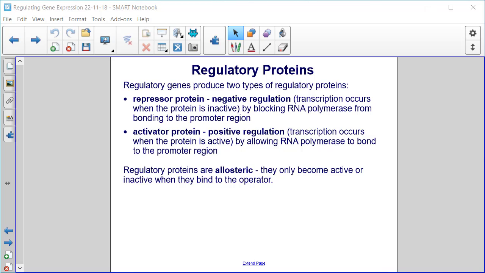Regulatory proteins. Regulatory genes produce two types of regulatory proteins. Repressor protein, negative regulation, where transcription occurs when the protein is inactive, because an active repressor blocks RNA polymerase from binding to the promoter region. Or activator protein, which is positive regulation, and transcription occurs when the protein is active by allowing RNA polymerase to bind to the promoter region. Regulatory proteins are allosteric.